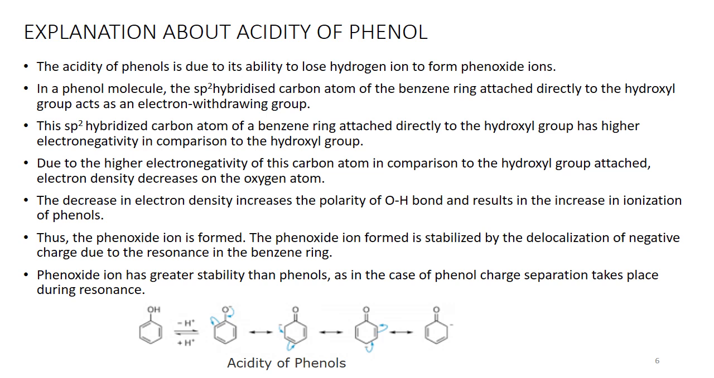Thus the phenoxide ion is formed, and the phenoxide ion is stabilized by delocalization, as we have seen in the previous slide. The negative charge is delocalized over the para position as well as the ortho positions. So we can conclude that phenoxide ion has greater stability than phenol, and in phenol there is a charge separation, whereas in phenoxide ion there is no charge separation.